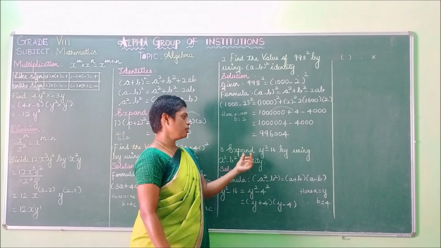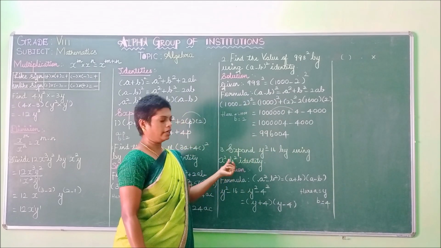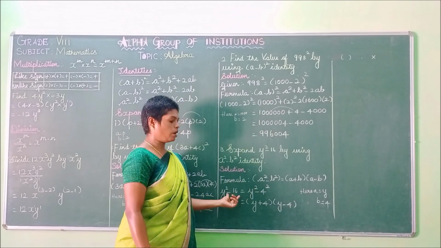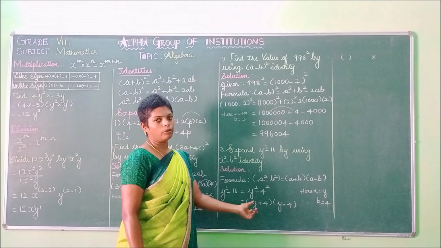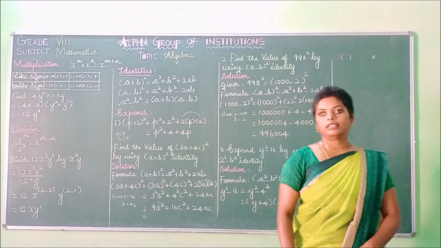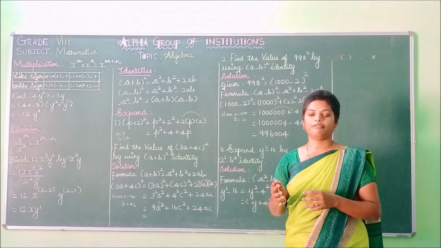Listen once again. Expand using third identity, A square minus B square. Write the formula first. Afterwards you have to split the value. Then only you can write the answer. So next listen.